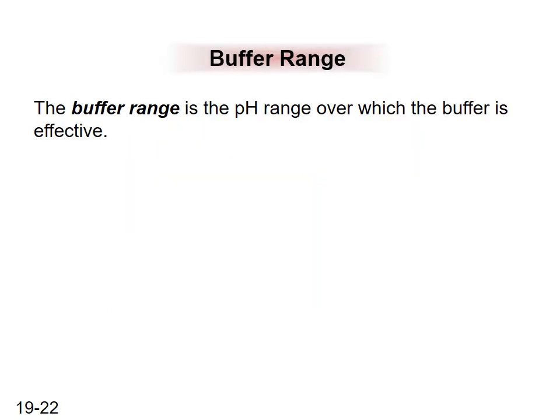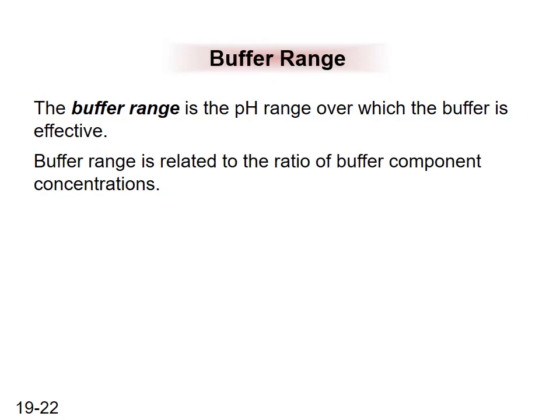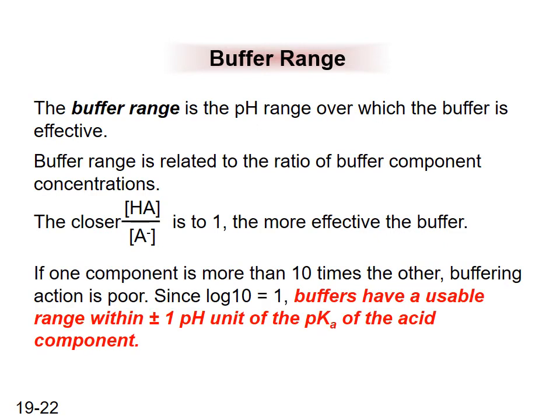The buffer range is the pH range over which the buffer is effective. The buffer range is also related to the ratio of buffer component concentrations. The closer the acid is to the base, or the closer the ratio is to 1, the more effective the buffer. If one component is more than 10 times the other, then the buffering action is poor.